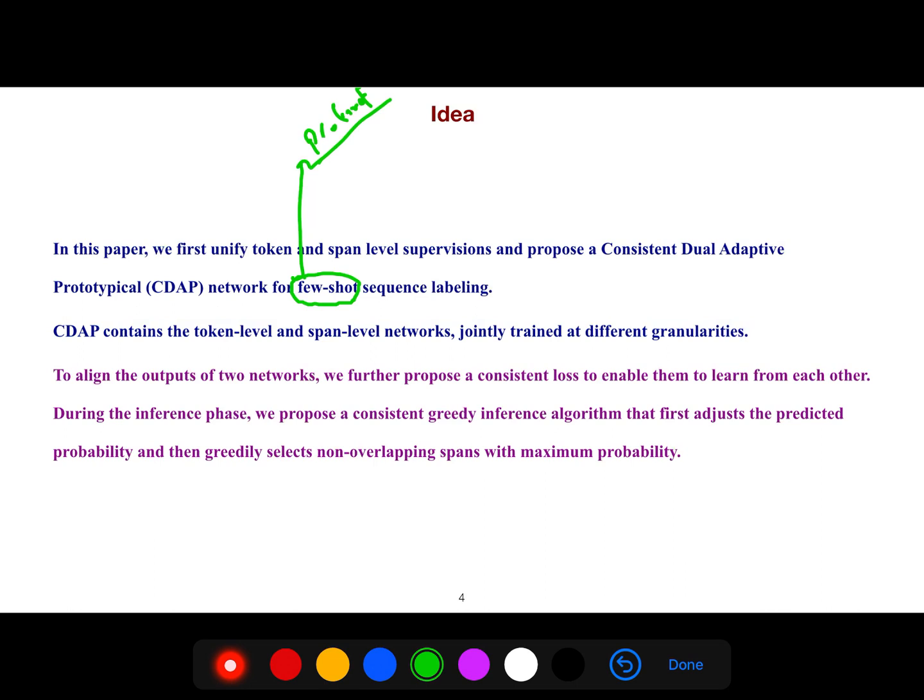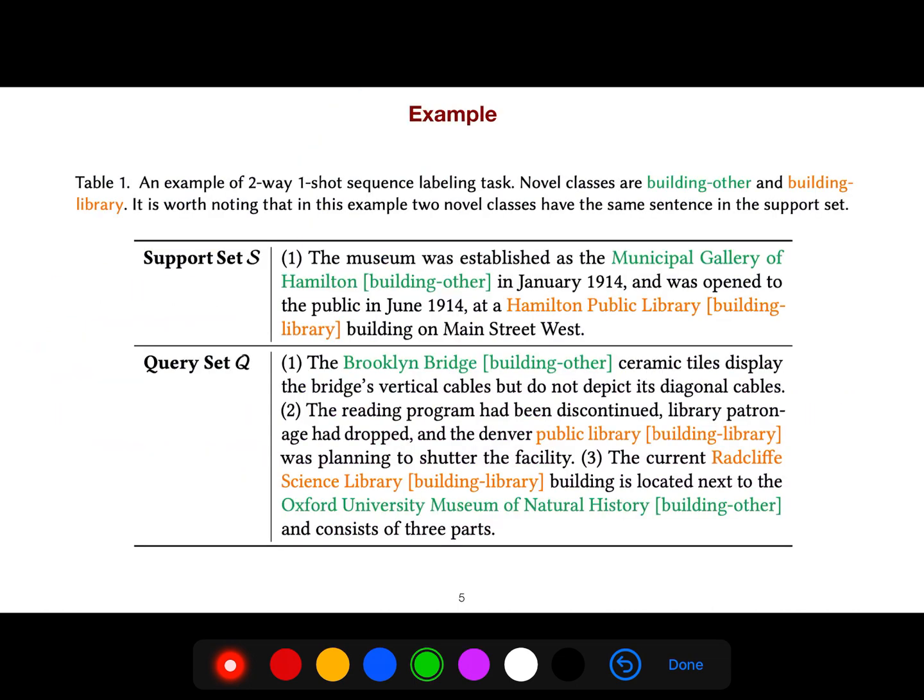So let's carry on. To align the outputs of the two networks, we further propose a consistent loss to enable them to learn from each other. During the inference phase, we propose a consistent greedy inference algorithm that first adjusts the predicted probability and then greedily selects non-overlapping spans with maximum probability. For example, we have some support and we have some query.